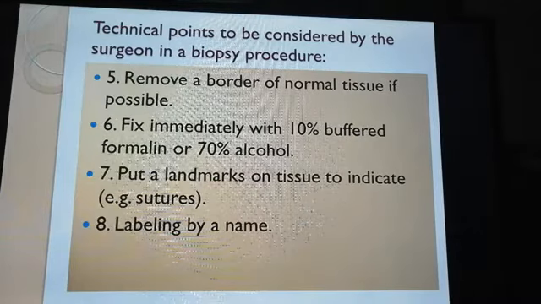Number five, remove a border of normal tissue if possible. Number six, fix immediately with 10% buffered formalin or 70% alcohol. Number seven, put landmarks on tissue to indicate orientation, for example, sutures. Number eight, label with the patient's name.